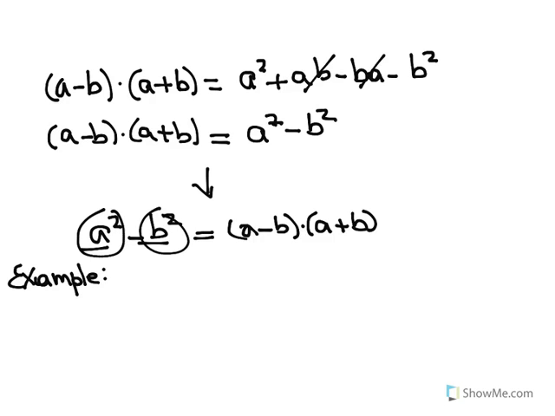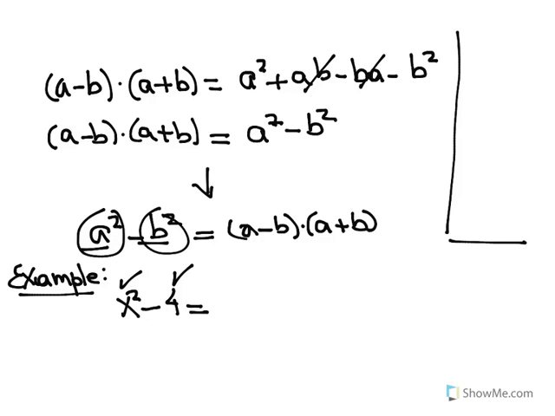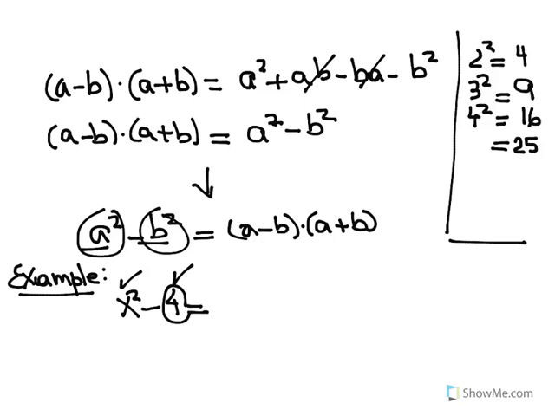So suppose that we have x squared minus 4. This is a square and this is a square. Okay? Now, let's just talk for a minute. What makes 4 a square? 4 is a square because 2 to the second is 4. Yes? 9 is a square because 9 is 3 to the second. 16 is a square because 16 is 4 to the second. 25 is a square because 25 is 5 to the second.